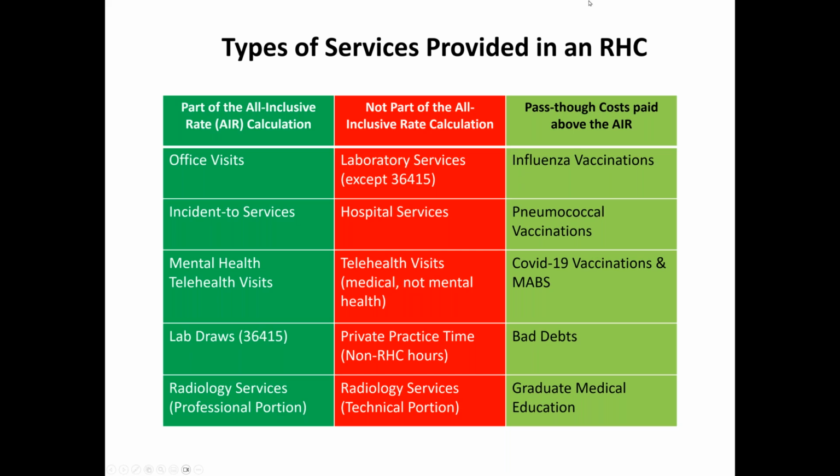And then there's another category which goes in the green, which is pass-through costs. This is actually paid above your all-inclusive rate. So these are add-ons that you can get extra money for. Influenza vaccines, pneumococcal vaccines, COVID-19 vaccines, they pay you in addition to your all-inclusive rate. The Medicare bad debts that we talked about, you're going to get 65% of the actual bad debt if you do it the way Trent said to do it. And then if you're doing graduate medical education, you can get direct reimbursement for that as well.